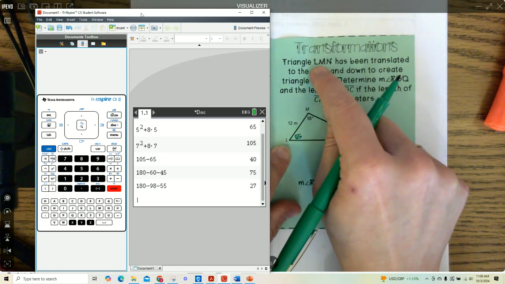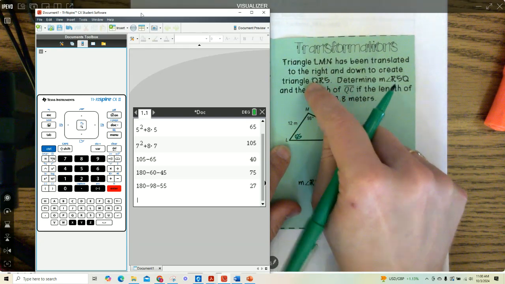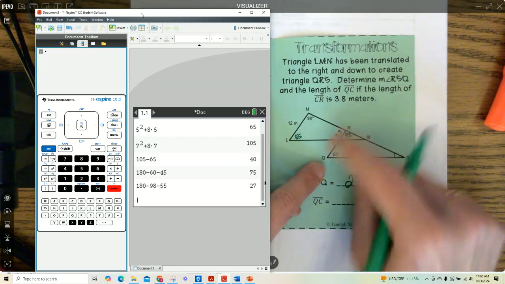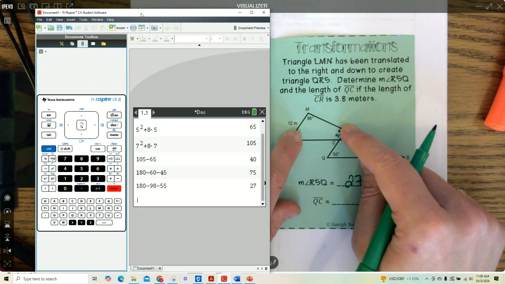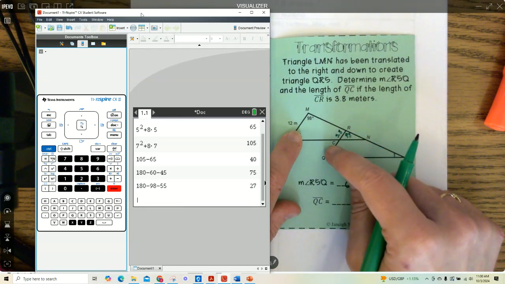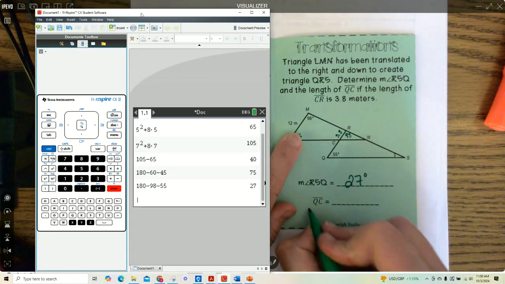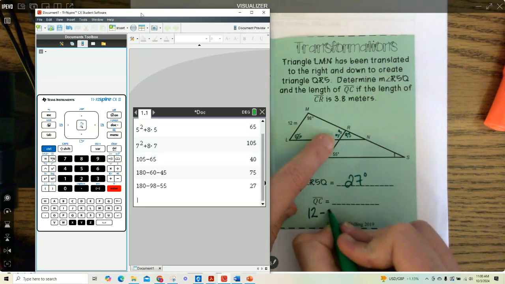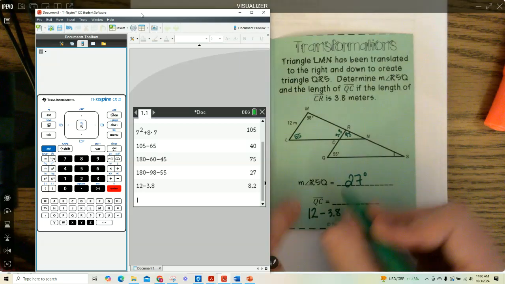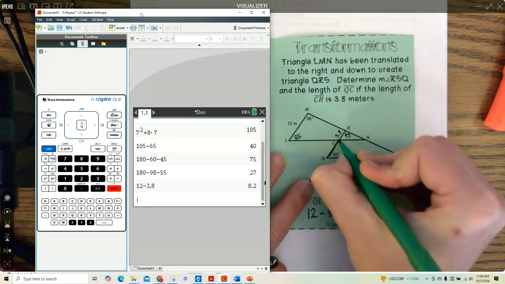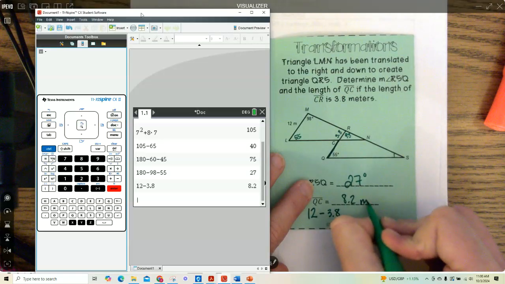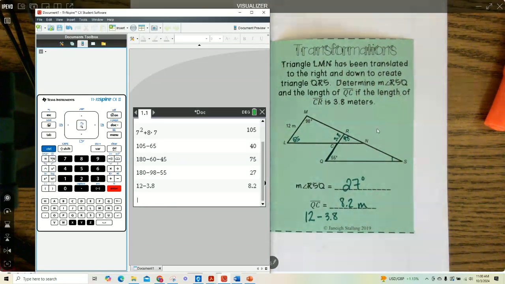LM, the first two letters, matches up with QR. So that means all the way across from Q to R is going to be 12. Okay? We know this little piece. We want to know this little piece. So we know the total is 12, and we're taking out that little 3.8 piece. So we would subtract it, and QC, which is just this distance here, would be 8.2 meters. Okay.